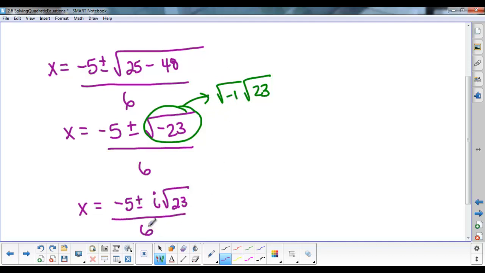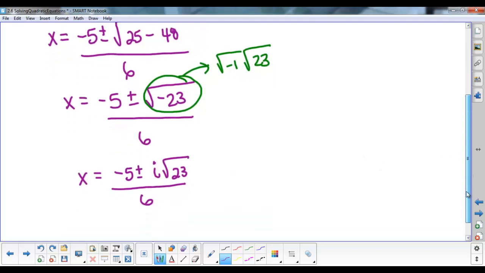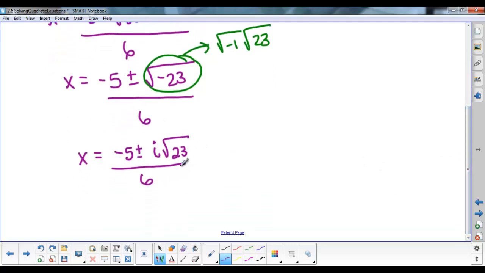All divided by 6. Now there's not much more you can do up to this point. Taking a look at the numerator, there's nothing I can factor out that'll help me reduce, so this here would be our final answer.